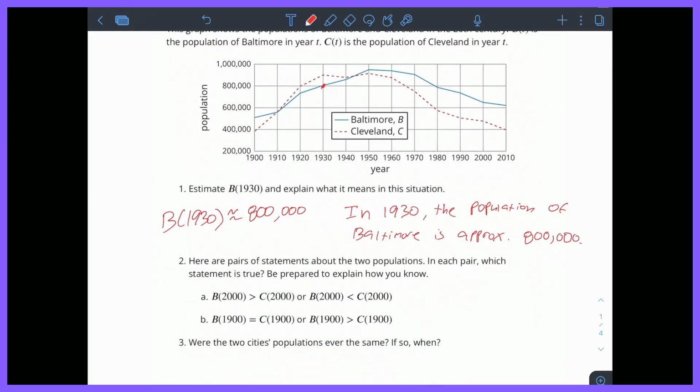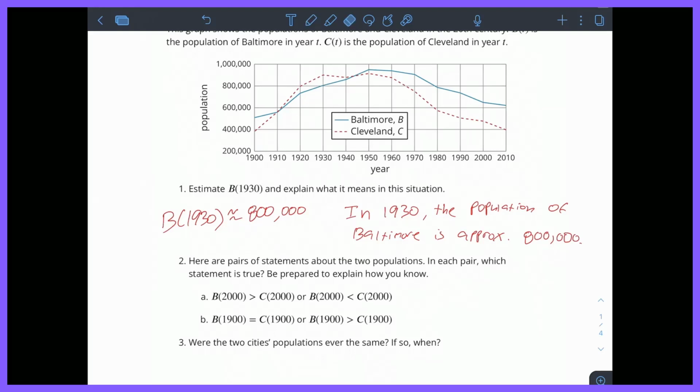Question 2. Here are some pairs of statements about the two populations. In each pair, which statement is true? Be prepared to explain how you know. So the first statement we're going to consider is B of 2000 is greater than C of 2000, or is B of 2000 less than C of 2000?